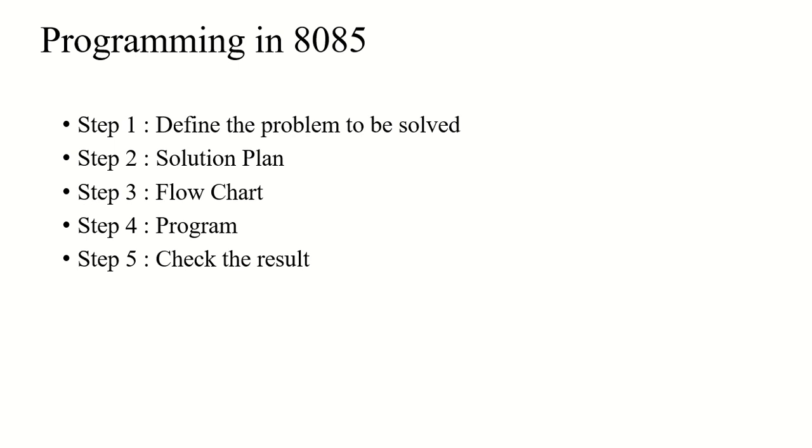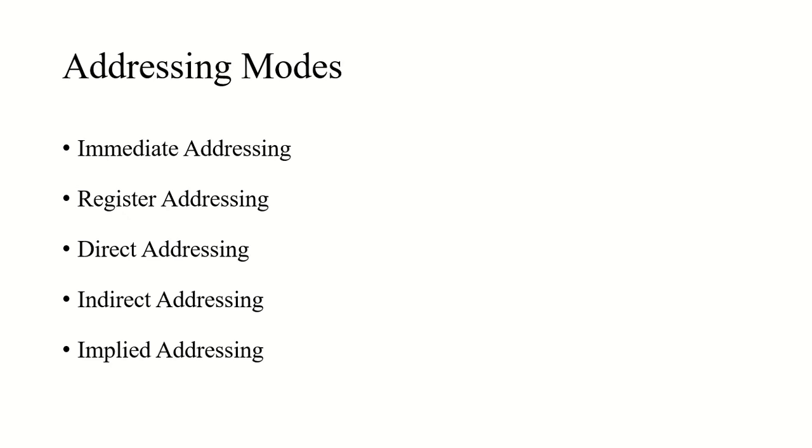Next one is the program. So programming is where you put the instructions in place of the flowchart blocks, right? First you divided your big task into small steps using a flowchart, and now you are writing a program and putting it in the microcontroller. And then the final step is checking the results. You check the results of your program.